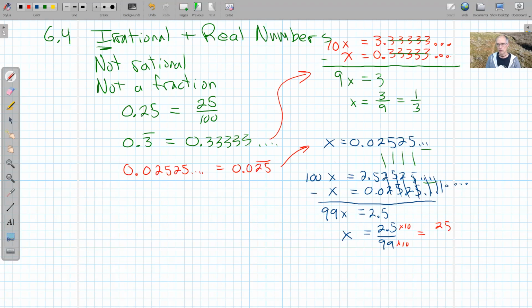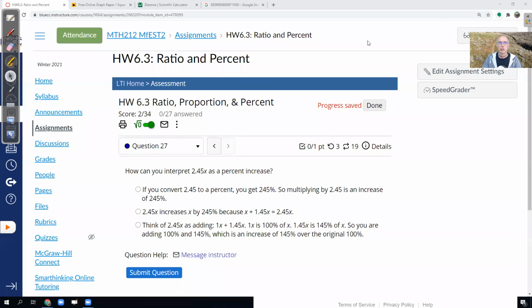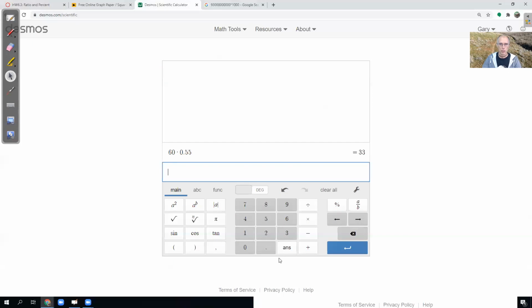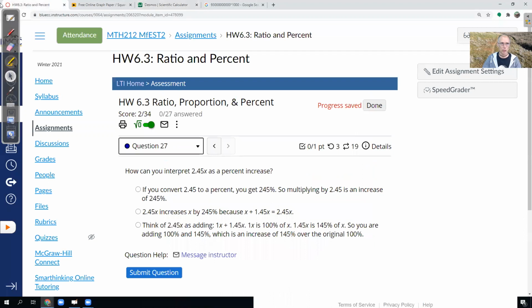So 25 over 990. Whip out your calculator right now, type in 25 over 990, and see if it gives me this decimal I thought it did, with the repeating 25 skipped over one place. So I think 25 divided by 990 should be 0.025252525. Look down.